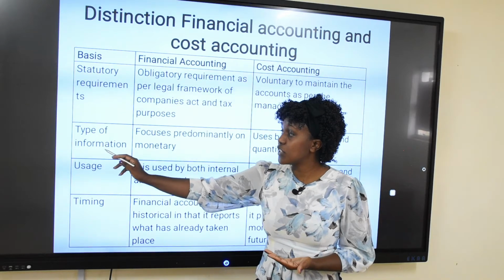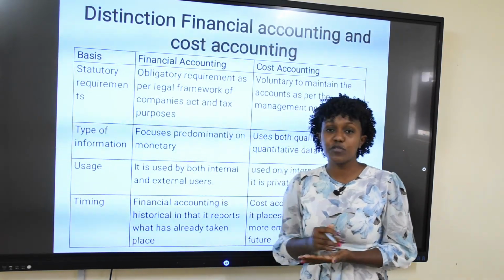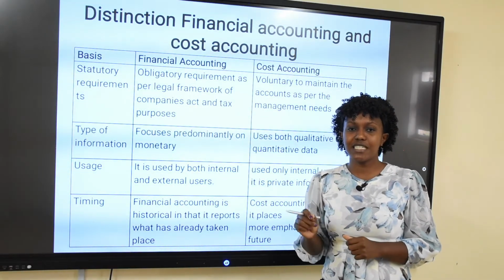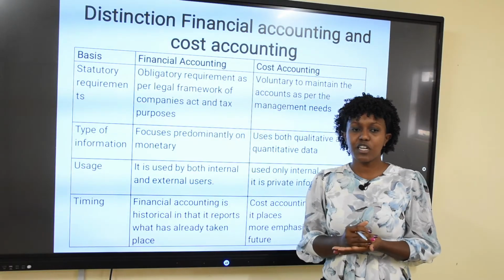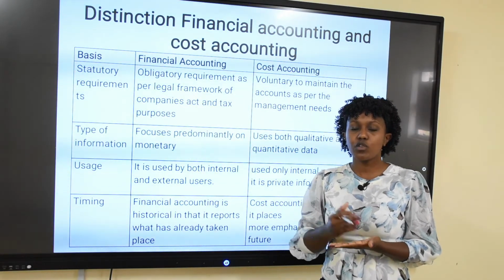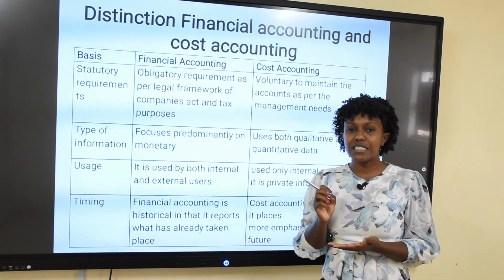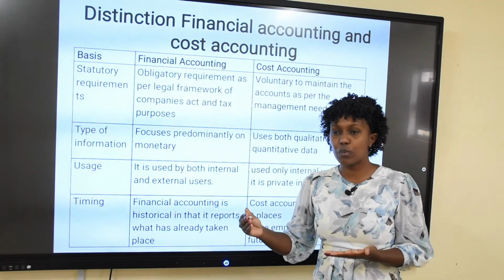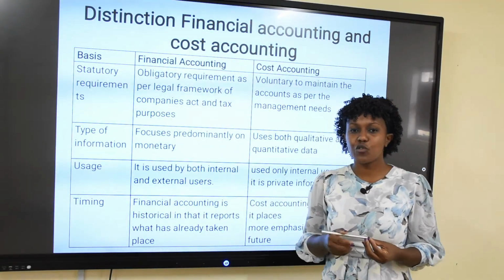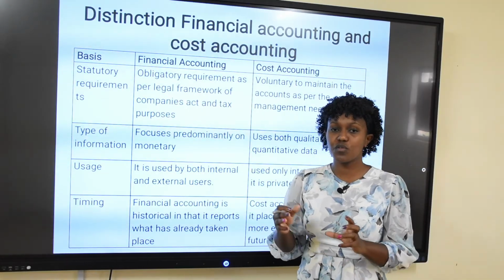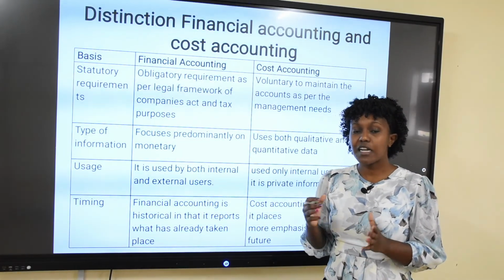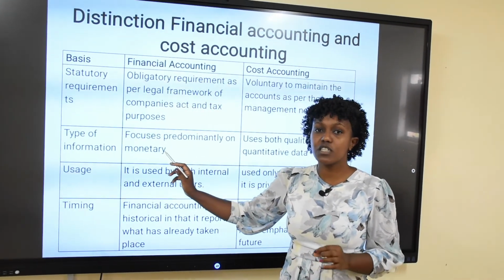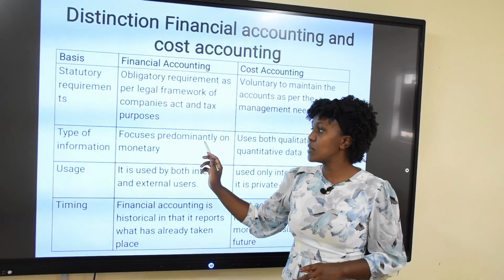Another basis of differentiation is the type of information. Financial accounting focuses on monetary, quantitative information. The focus of financial accounting is how much, what quantity. It does not look at qualitative characteristics. For example, in financial accounting, we record how much salary was paid to employees, but we do not focus on whether the employees are motivated or not, because motivation is qualitative, but how much was paid is quantitative. So financial accounting focuses on quantitative data, or data that is predominantly monetary.